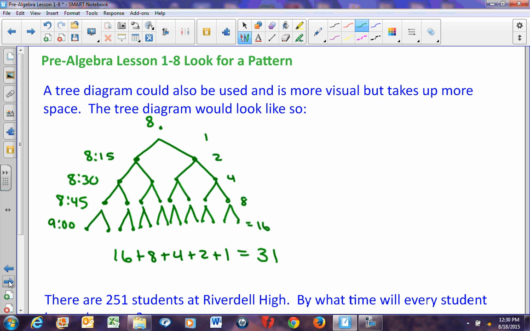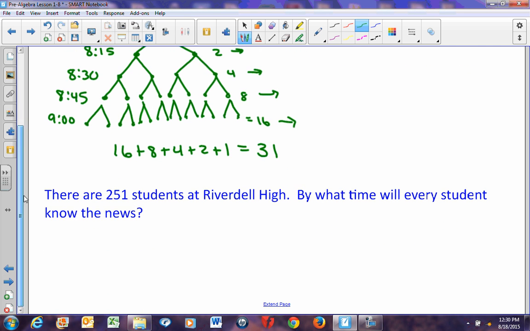If you're a very visual learner, this might be more helpful for you. You just have to remember that these are just the new people that learn the story each time. So then you have to add all these together when you're done. It's very visual. All right, let's take a look at the same problem. There are 251 students at Riverdale High. By what time will every student know the news?